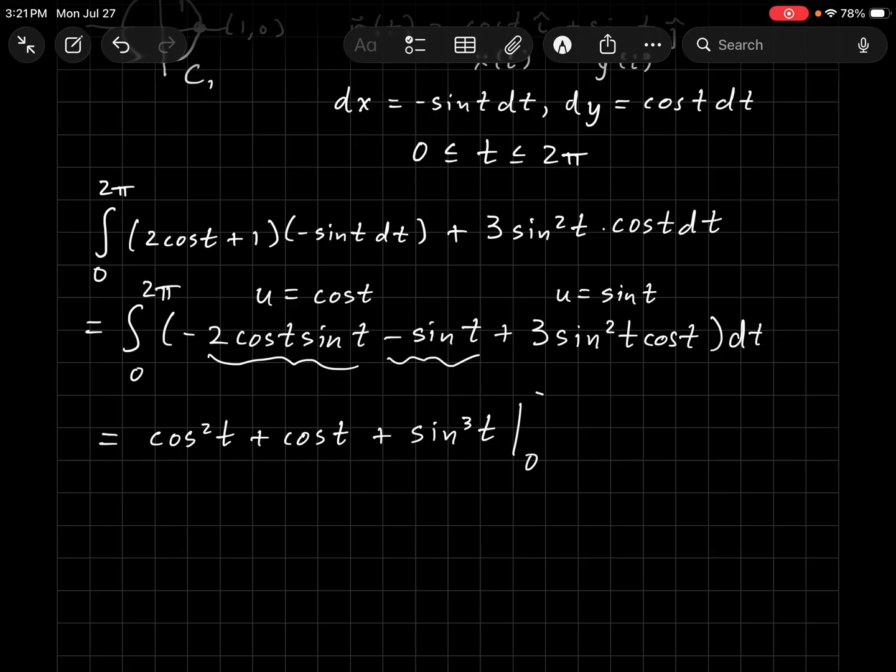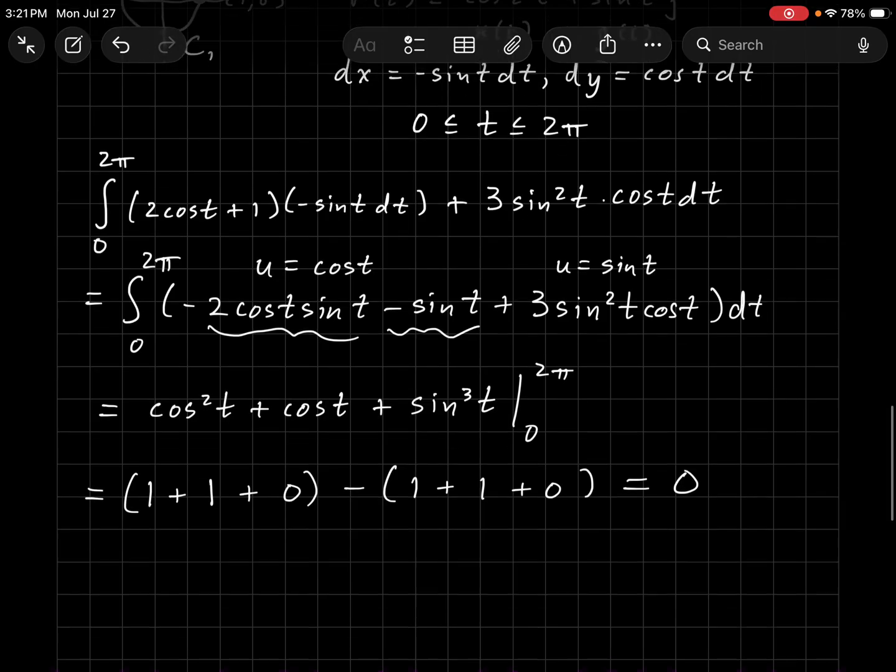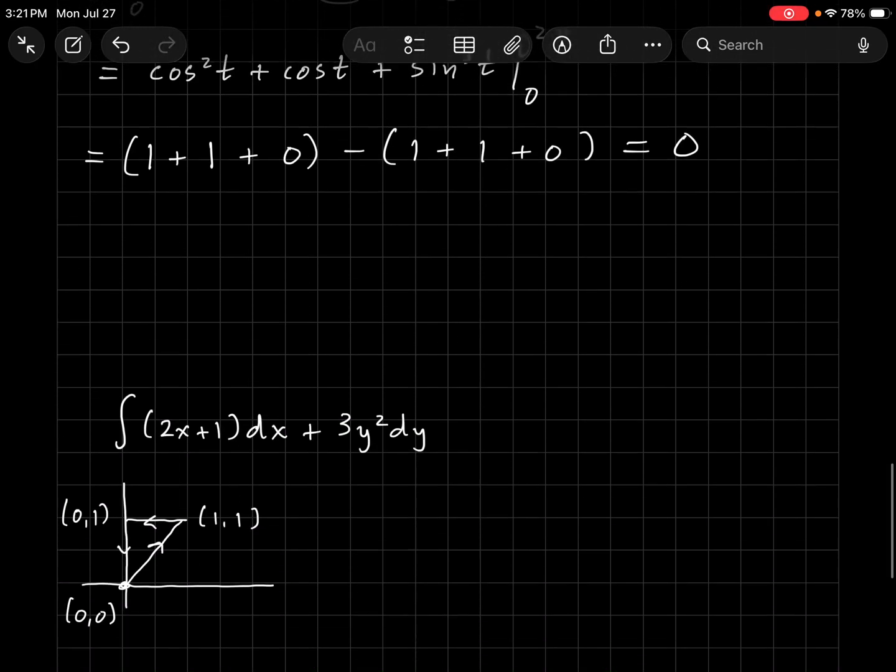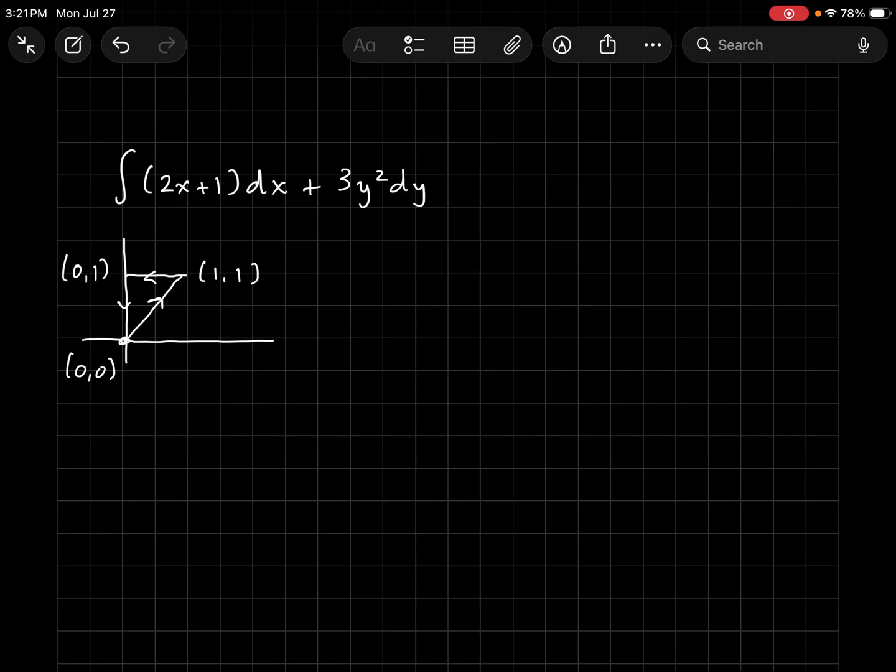And then from 0 to 2 pi, we plug in the top limit. Cosine of 2 pi is 1, squared is 1, plus cosine of 2 pi, 1, plus the sine of 2 pi, so 0, and then minus cosine of 0 squared plus cosine of 0 plus sine of 0. And that equals 0. So let's rewrite this one here, and I'm going to change up the path that I had drawn.